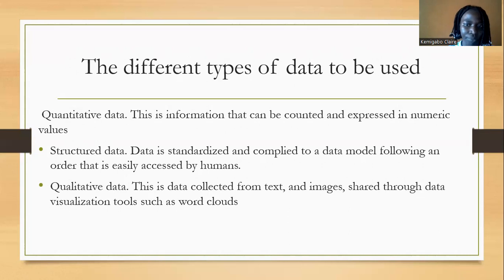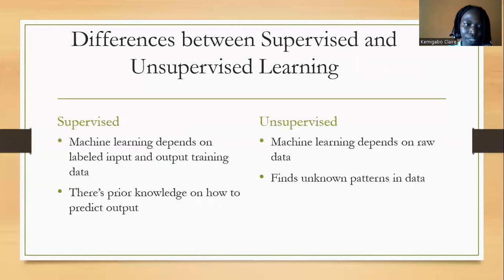Then the structured data is standardized and compiled to the data model following an order that is easily accessed by humans. Humans always want to access easy data, so structured data will help to bring such data to their ease. And then the qualitative data: with the automatic timetable generator, we are going to be using different texts, and the qualitative data will handle that.